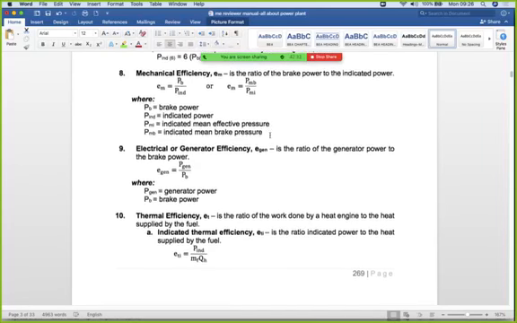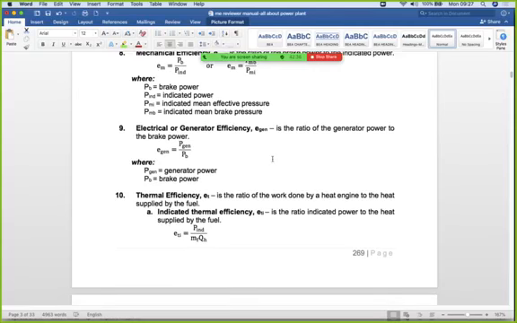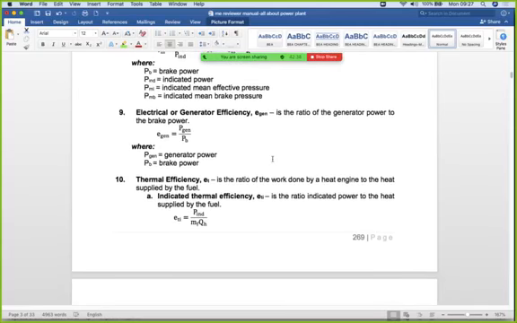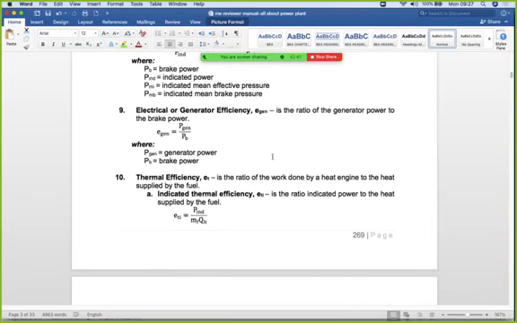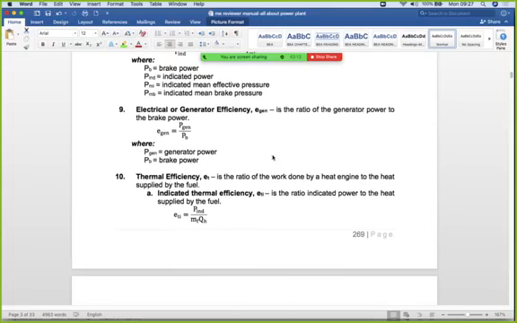So that's mechanical. We go now to generator or electrical efficiency. The ratio of the generator power to the brake power. So the output over input. So the output for generator is the generator power. So the engine will drive the generator itself, so the motor. So the input is brake power, supplied to the engine or coming from the engine, it produces generator power. So that's the output.